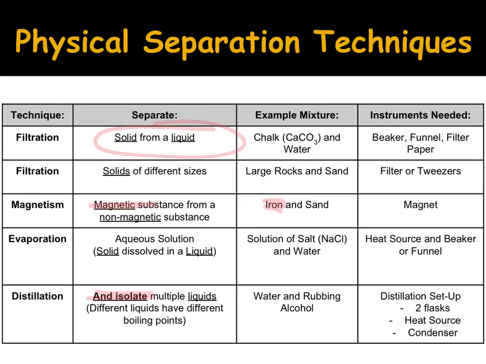So this would be like if I wanted to separate water and rubbing alcohol from each other. I would have to boil it. They boil at different temperatures. Rubbing alcohol boils first. And then the rubbing alcohol would leave the container, turn into a gas, and get moved somewhere else, and you could condense them back into a liquid, and the two things would be separated.